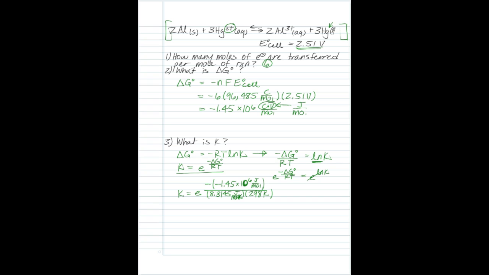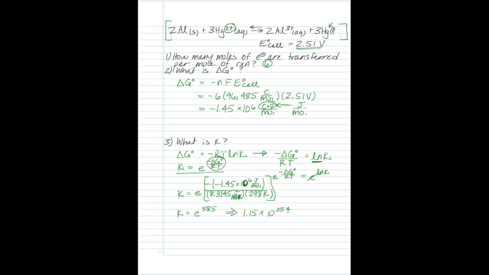So this whole thing here is all a power on e. I know it doesn't look like it the way that I wrote it, but it's all a power on e. And so if I do that calculation, then what I get is K equals e to the power of 585. And if I calculate that out, it ends up being 1.15 times 10 to the power of 254.